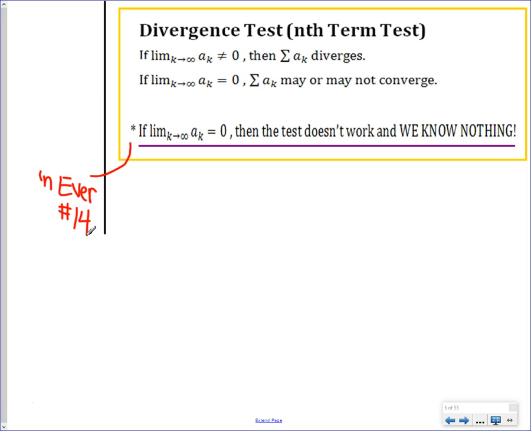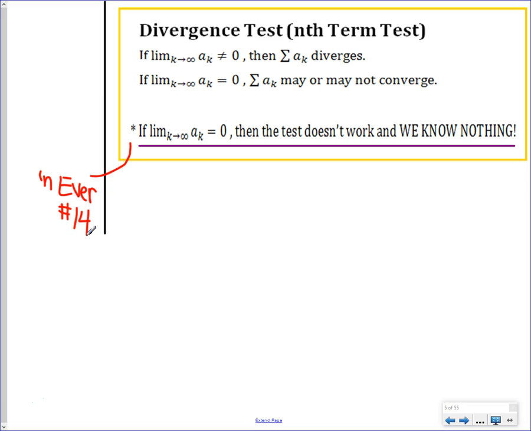Coming back, divergence test. Question. If the limit of the nth term does not equal 0, the series diverges. Well, fine. If the limit of the nth term does equal 0, then you don't know anything. AKA the test fails. So I want you guys to write in here.